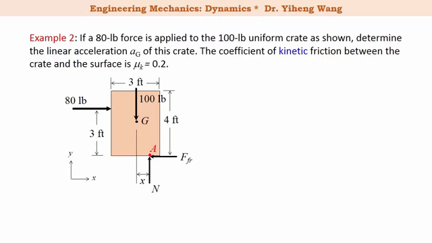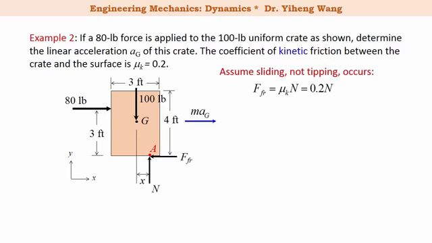From statics, we learned that through equilibrium, if x is calculated to be 1.5 feet or above 1.5 feet, that means that point A is right there at the corner, and that indicates the crate is going to be tipping over. For now, let's assume tipping over does not occur, but sliding does. Therefore, the kinetic diagram of this crate is very simple, since the crate is undergoing translation only. And also, since sliding occurs, the kinetic frictional force simply equals mu k N, in this case 0.2 N.